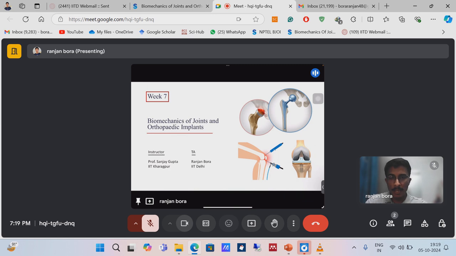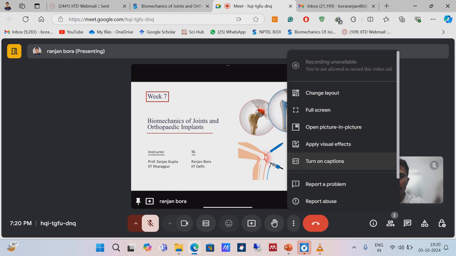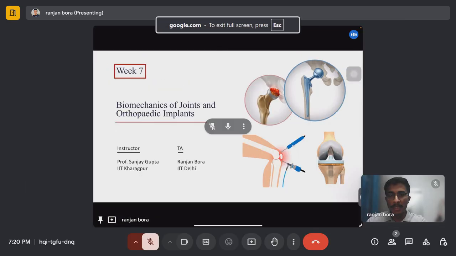My name is Ranjan Bora, and I am a PhD scholar at IIT Delhi. I am one of the TAs in this course, Biomechanics of Joints and Orthopedic Implants. This course is instructed by Professor Sanjay Gupta from IIT Kharagpur. I have already taken 6 tutorials on this course for the previous 6 weeks.